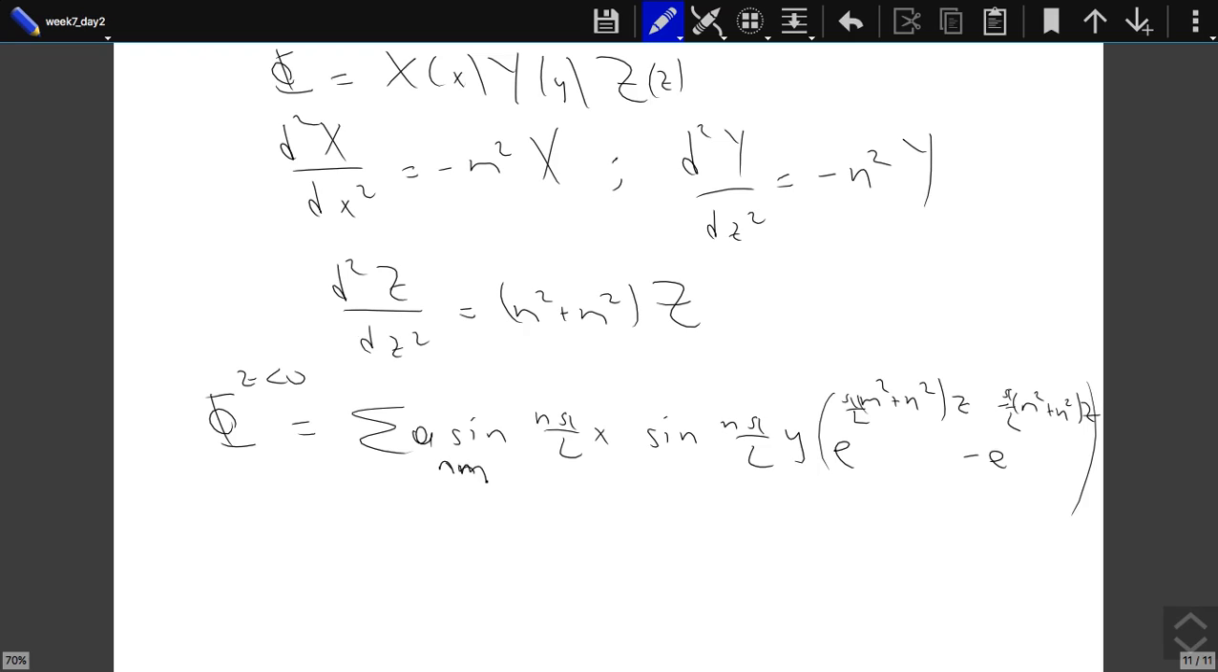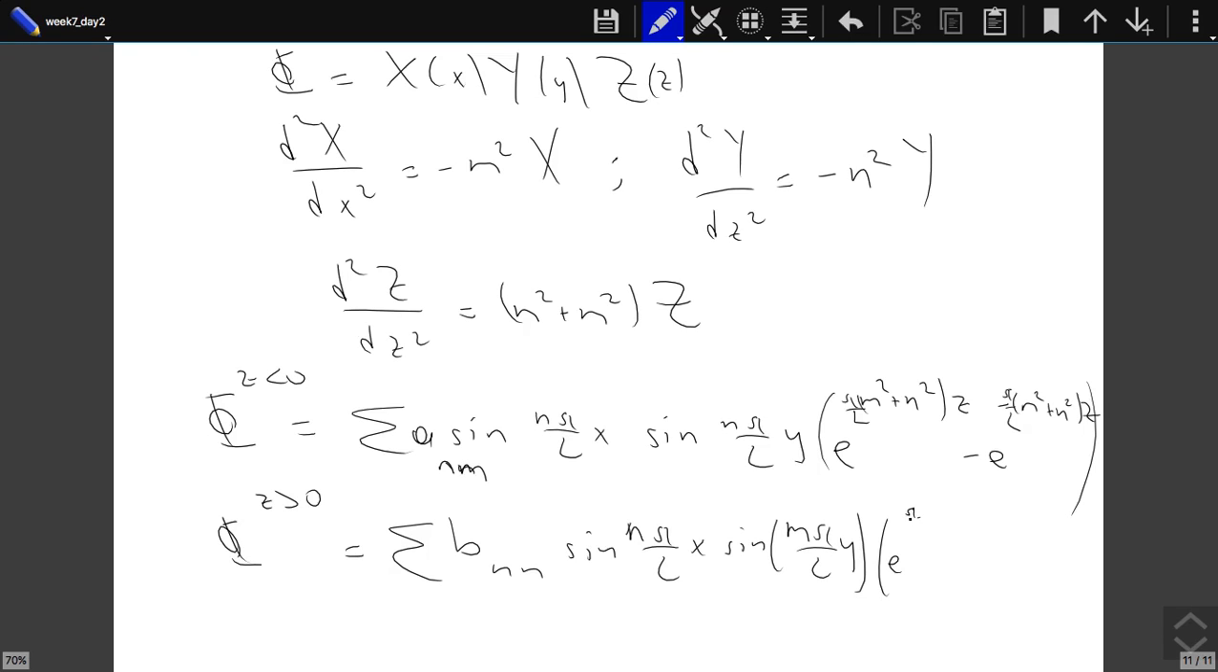And then for z larger than z0, the solution is B_mn sine m pi over L x, sine n pi over L y, e to the power pi over L square root of m squared plus n squared times z minus L, minus e to the power minus pi over L square root of m squared plus n squared times z minus L. Again, it should go to 0 when z is equal to L. Below the charge and above the charge you have these two solutions satisfying the boundary conditions. Then you have to match it at the interface.